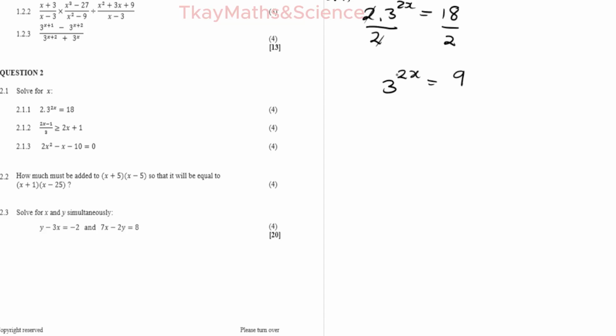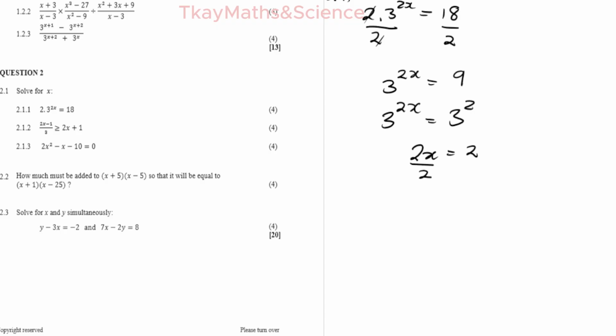Since we have an expression with base 3, we can try to put this one also as a number with base 3. So it's 3 to the 2x, right? And here, if you put 3, it's going to be what? 3 squared. That's the number you can have with base 3 to get a 9. So it's 3 squared. Since both of them have the same base, 2x is equal to 2.